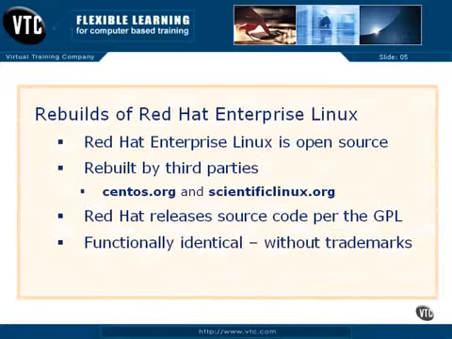What's a rebuild? As the source code behind Red Hat Enterprise Linux is released under the GNU General Public License, third parties such as CentOS and Scientific Linux have rebuilt the distribution. These are known as rebuilds, as they build their distributions from the same source code used by Red Hat for Red Hat Enterprise Linux 5. So for our purposes, they're functionally identical. You can download their rebuilds from the URLs noted here.